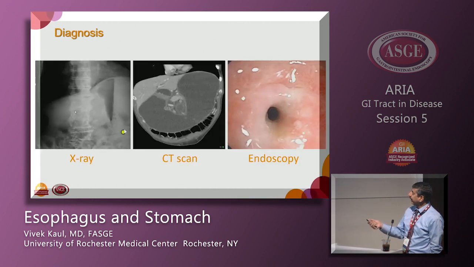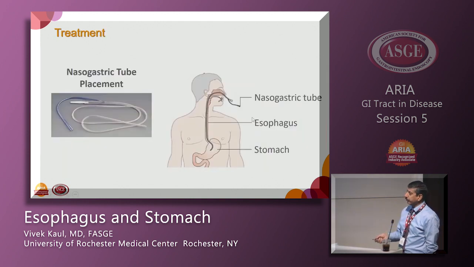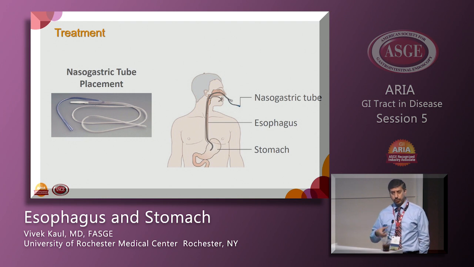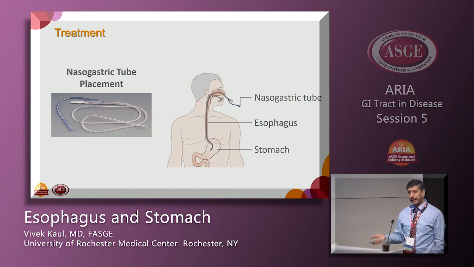This is how their CT scans look. And this is how their endoscopy looks. So the channel is significantly reduced. And then, of course, the most appropriate initial intervention is to drain their stomach using an NG tube.